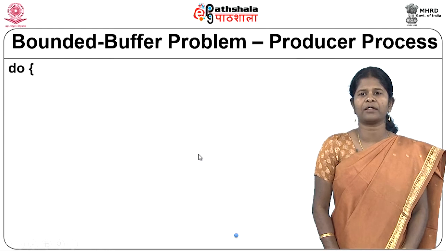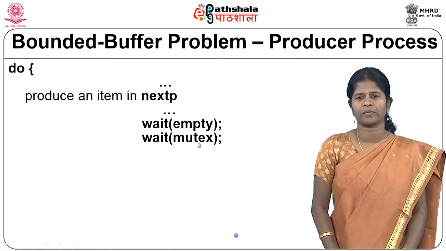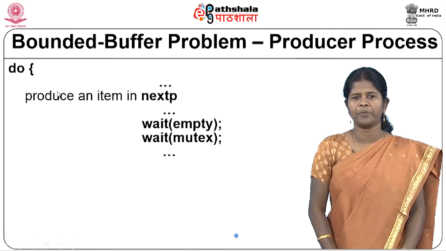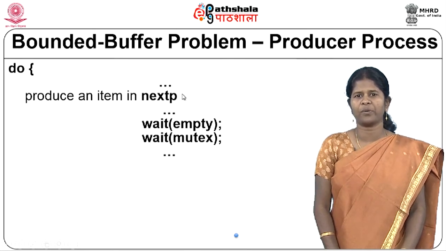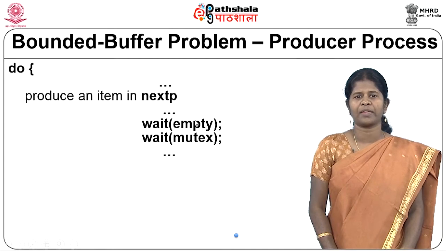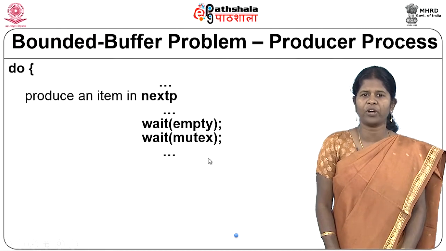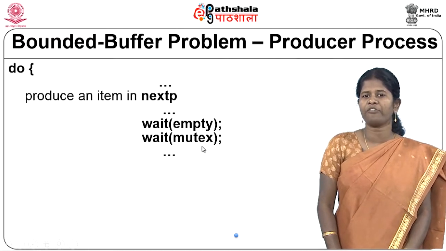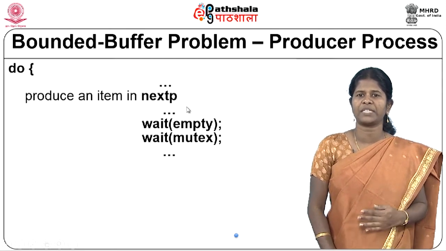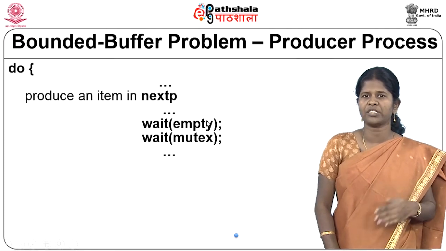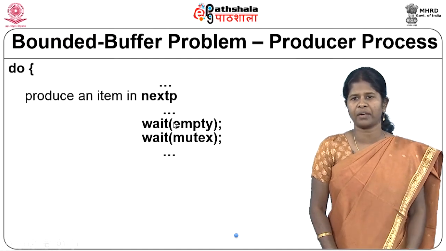Now we will see the algorithm for the producer process. The producer produces an item in a variable called next p. This next p is a variable that is local to the producer process, and then it waits on the empty semaphore. The empty semaphore is initially set to the number of empty buffers. All the buffers are empty, and hence empty will be equal to n. So, wait on empty will decrement its value, and hence the producer process can continue.